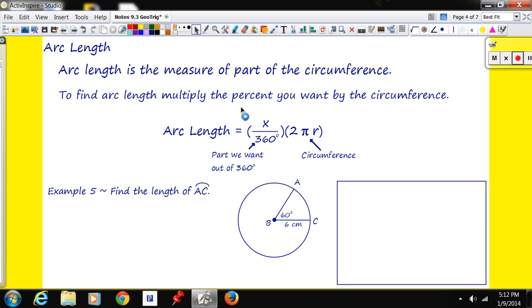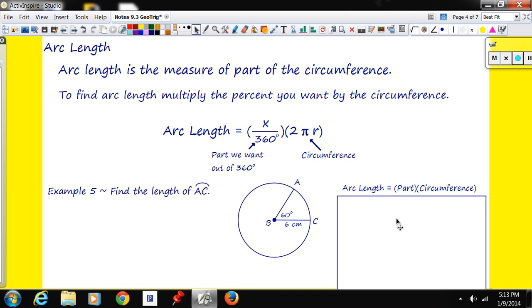So let's apply this formula right here to this problem. It says find the length of arc AC. So the arc length, this AC is the part that we want, the part times the circumference. We want 60 degrees out of the whole 360 times the circumference, which is 2 times pi times radius of 6. My radius is 6. So it's the part that we want times the whole circumference.